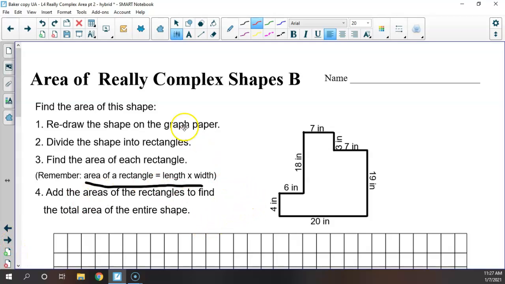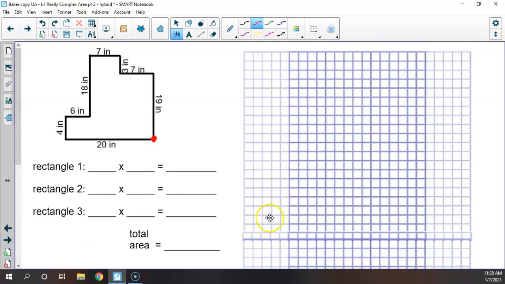We are finding the area of really complex shape B. You can see here that some of these side lengths are really quite large. And so we're going to need a really big graph, and those graphs are found on those extra pages in your packet. I'm just going to switch ahead to a bigger graph for myself. And so our first step then is to draw our shape on that grid paper, remembering that we need to leave ourselves enough room to draw the entire figure, starting with an outermost corner of that figure.